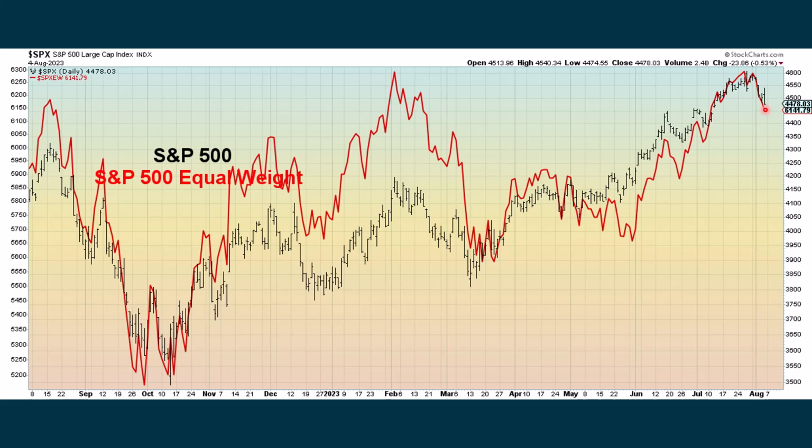We want to see the equal weight index look really healthy in a good environment, because that means there's more broad participation by a greater number of stocks. One of the problems that we've run into in 2023 is there's a small number of stocks that are having major influences on the indexes, and that can skew what's really going on.